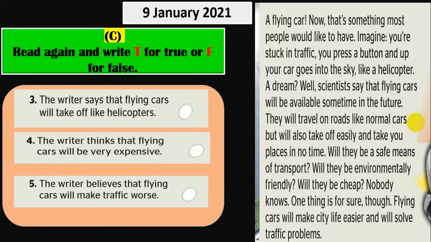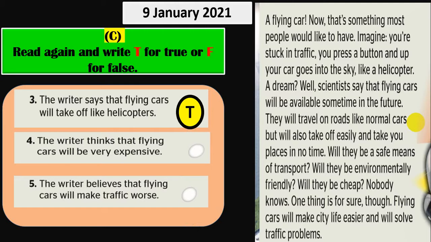Let's continue with the second part of the reading text. Here again you are going to answer number 3. Pause the video now, read the text, and answer the question. So the writer says that flying cars will take off like helicopters. What do you think? That's right, this one is true.